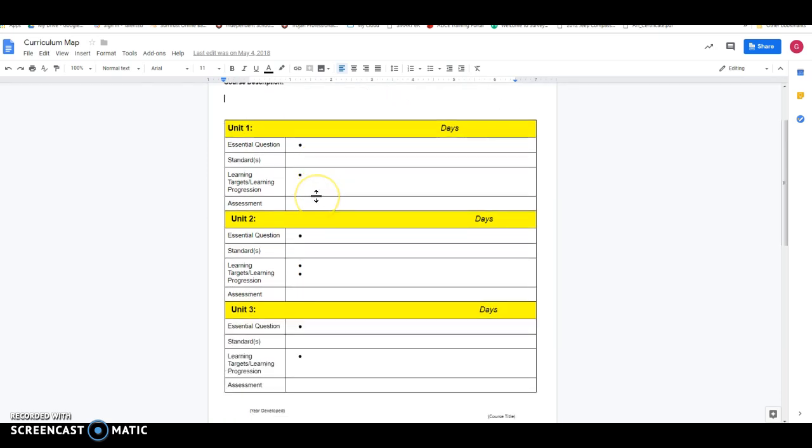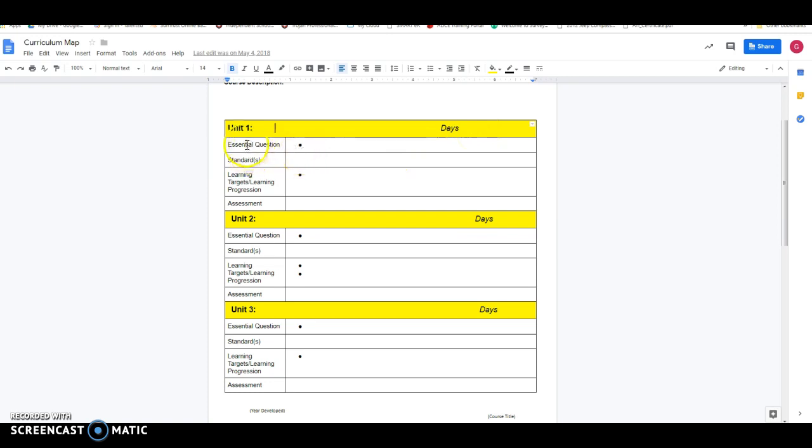And now that you've unpacked your standards, you have a stronger understanding of what those standards are, and you're breaking it down and sequencing when it's going to be taught throughout the course. So you're going to list a title for the unit and about how long you think that unit is going to take.